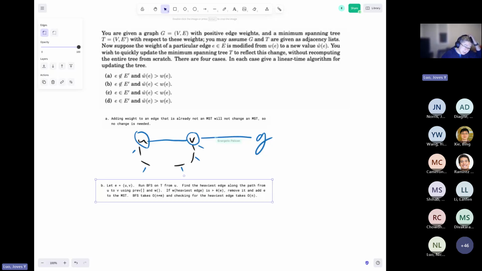Part C: my edge is already part of my MST, and it's shrunk. So it's gotten smaller. It was already in my MST and it's gone smaller. So what do I need to do next?